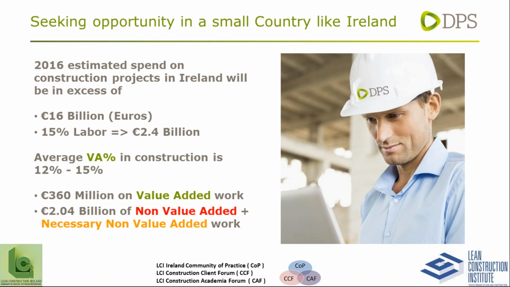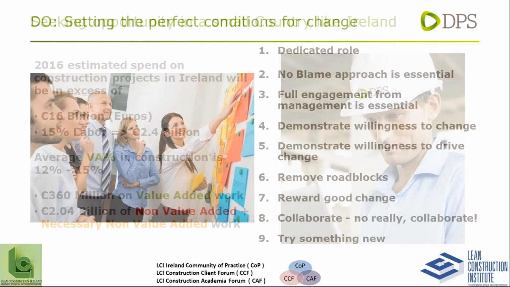On average, which has been stated, the average VA in construction is between 12 and 15%. So that means that out of that 2.4 billion euros, 360 million euros are spent on value-added work, but there's an amazing 2.04 billion euros spent on non-value-added work and necessary non-value-added work. If we can take a small portion of that away, that would be amazing.